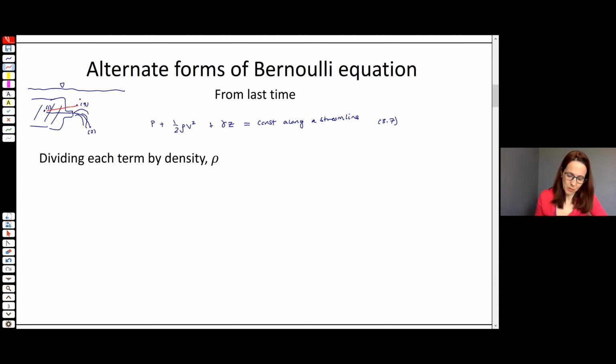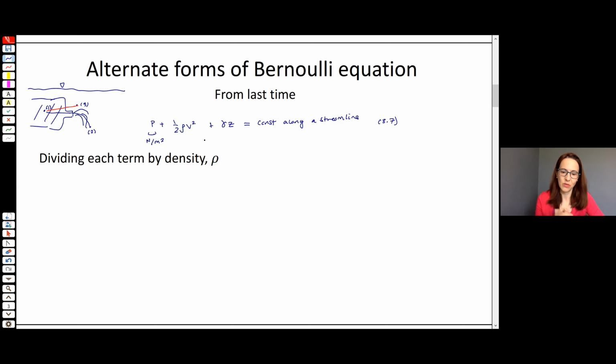Well, in the Bernoulli equation's regular standard form, each term, if you look at the terms, has units of pressure, right? You can tell that from looking at this first term because it is just the pressure, right? So pressure has units in the SI system of newtons per meter squared or force per area. Well, since this is an equation and we're adding terms, all the other terms also have to have units of newtons per meter squared, right? We know that. So all the terms in the Bernoulli equation have units of pressure.